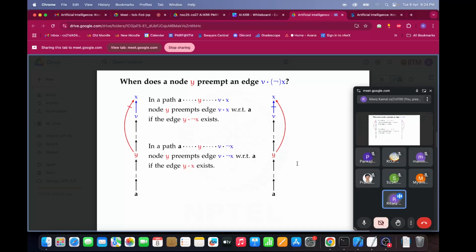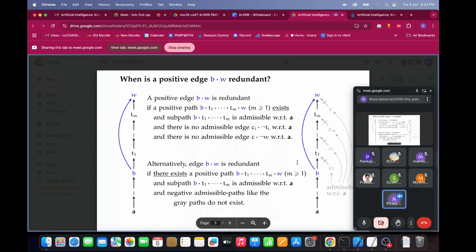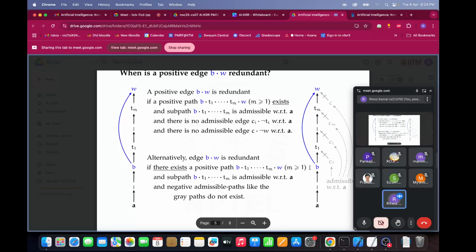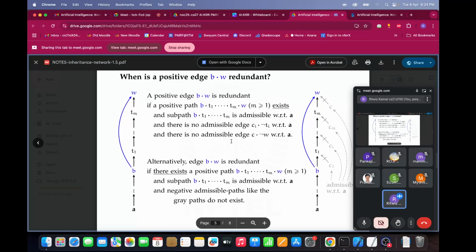So that was preemption. Now let's have a look at redundancy. There are different ways of defining redundancy, but I find this particular way a bit more intuitive, so I'll just go through that. You can have a read through these definitions over here, but I'll just give an intuition.